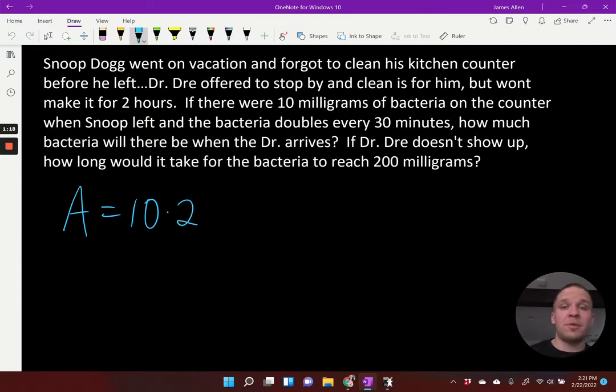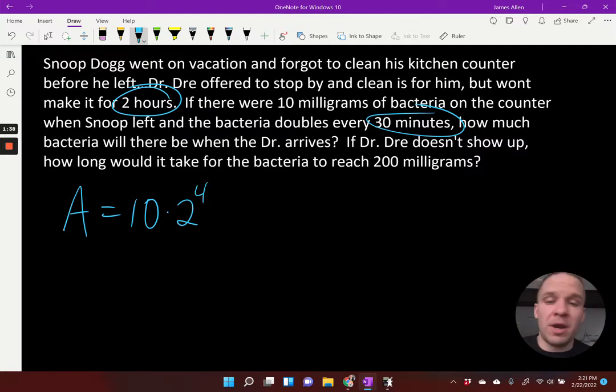If it were tripling, it would be 3. And we're going to raise it to the amount of times that it's been doubled. Well, in this case, it's 2 hours, but it's every 30 minutes. How many times does that occur? It doubles once, twice, 3, 4 times over the course of that many hours. 2 hours, right? 30 minutes happens 4 times.